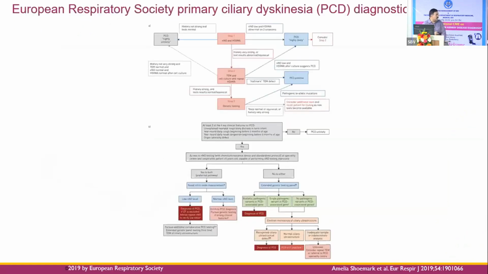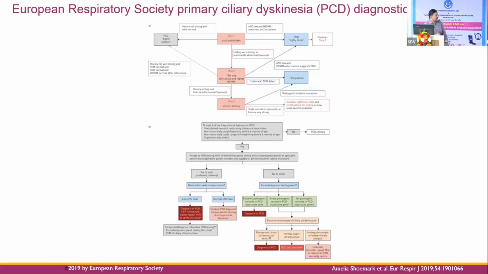And what do the guidelines say? I'm sorry, it's not projecting well, but I just wanted to put one slide on what the guidelines say. So this is the ERS guidelines. There are the ATS statement and the ERS statement on primary ciliary dyskinesia, and both are slightly different. But they don't differ on the nasal nitric oxide. What they differ on is the high-speed video microscopy.